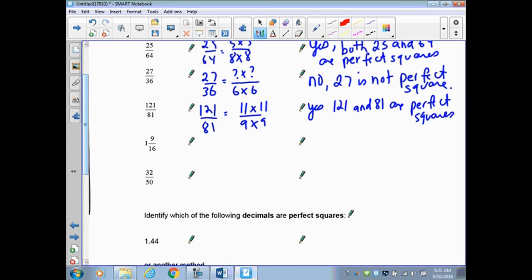All right. 1 and 9 over 16. Well, we've got a mixed number here, so before we can do anything, we have to change it into an improper fraction. That is 16 times 1 plus 9, and that will give us 25 over 16. Now 25 is 5 by 5, 16 is 4 by 4, so yes, this one is perfect because 25 and 16 are perfect squares.